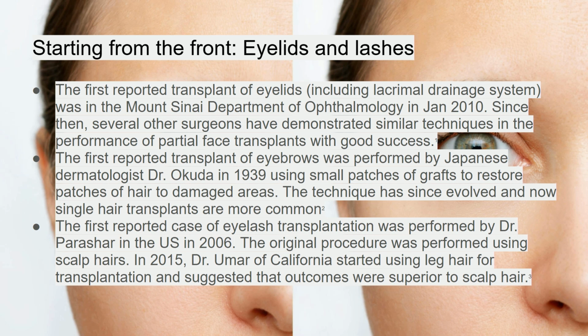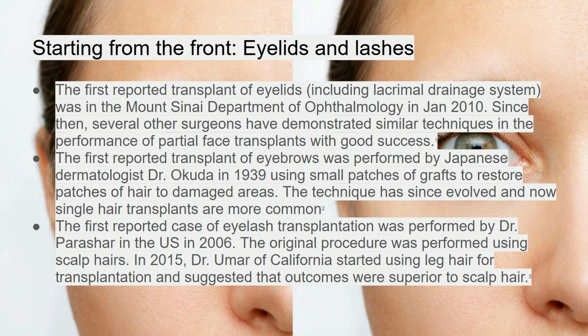The first reported transplant of eyebrows was done by a Japanese dermatologist, Dr. Okuda, in 1939. He would use small patches of hair that he would graft onto the eyebrows. Since then, the technique has evolved, and now it's done with individual hair follicles. That's what's typically done today.